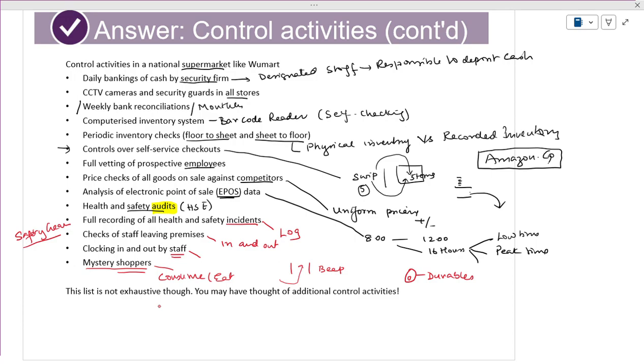These are the things they are putting in as controls so that the risk will be less. This is not exhaustive. There are so many other control activities. Are you clear about this? Yes, so we will have these types of questions in the exam. Yes, exactly. Is it right?